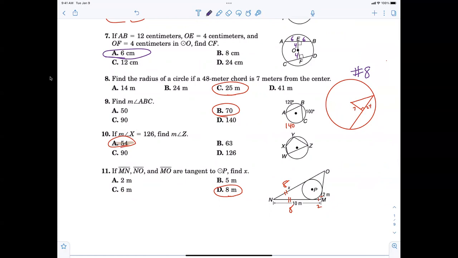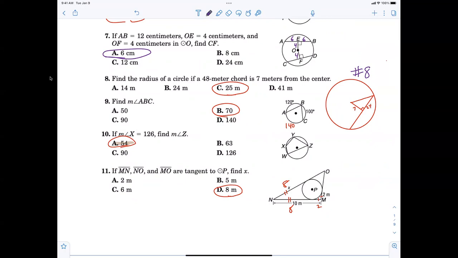Number 9 is B. The angle is half the arc. Anybody have any questions with number 10? Opposite angles of an inscribed quadrilateral are always supplementary.